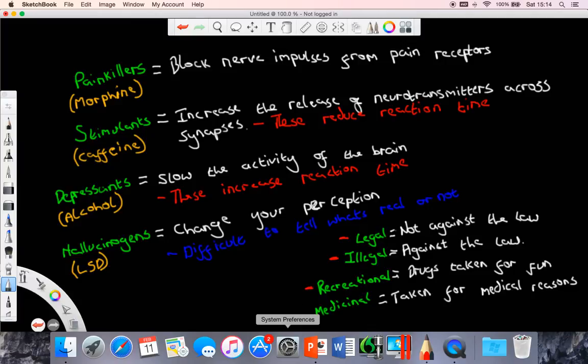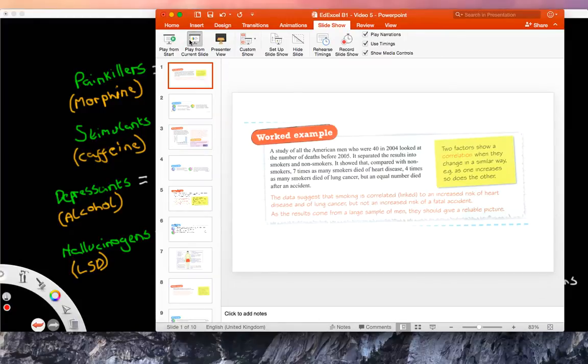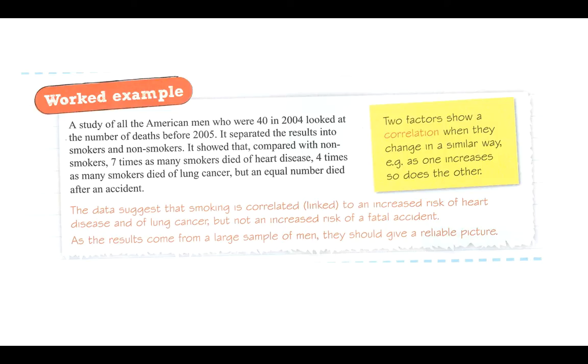Recreational is if it's taken for fun. So, for example, performance-enhancing drugs are taken for fun. They're taken by athletes, whereas medicinal drugs need to be prescribed by a doctor, okay? So, as always, let's have a quick look at some of these worked examples.